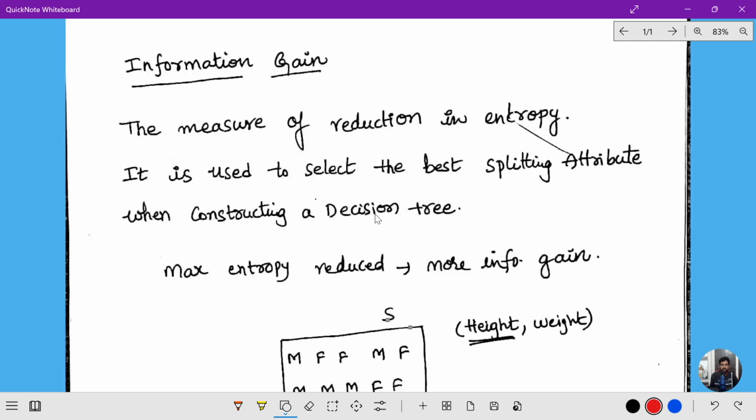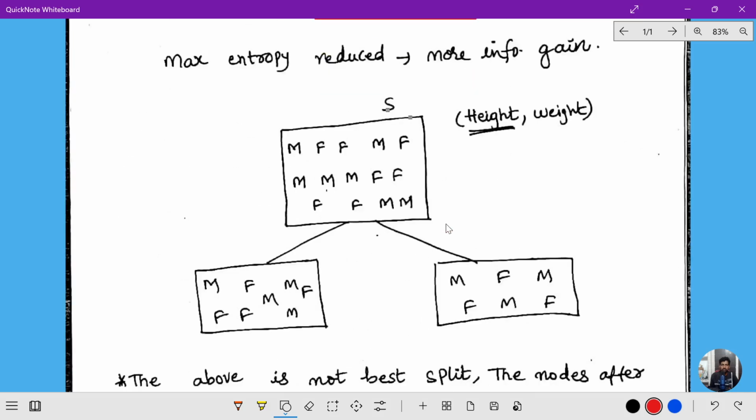Now we talk about the information gain. So what is the meaning of information gain? It is the measure of reduction in entropy. It is used to select the best splitting attribute when constructing a decision tree. So what is going to happen in the information gain? We are going to measure the reduction in entropy. The maximum entropy reduced means more information.